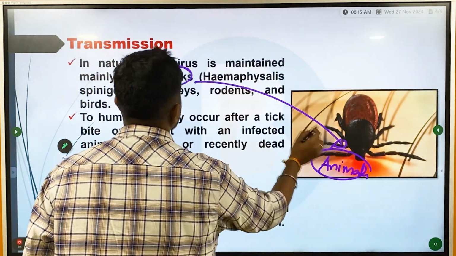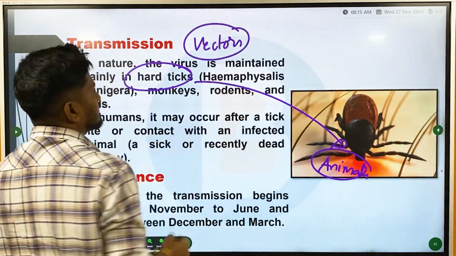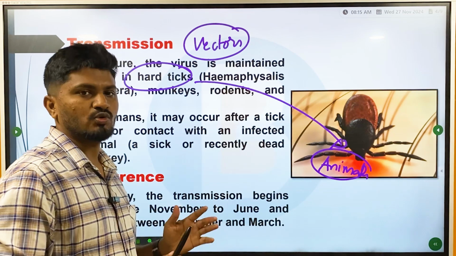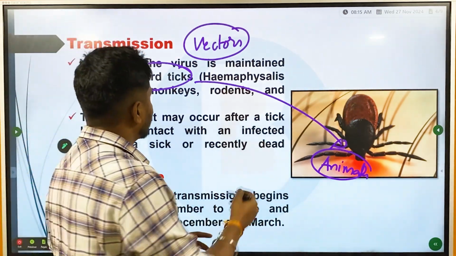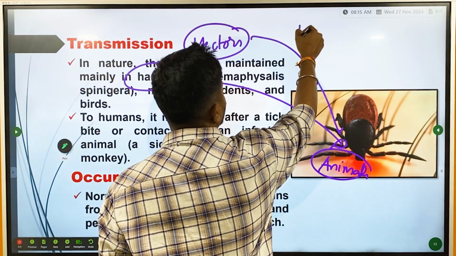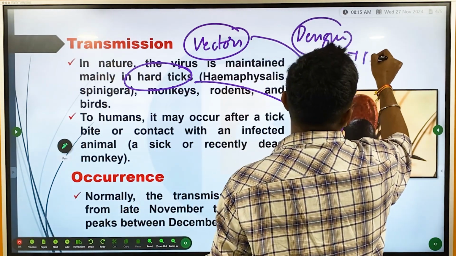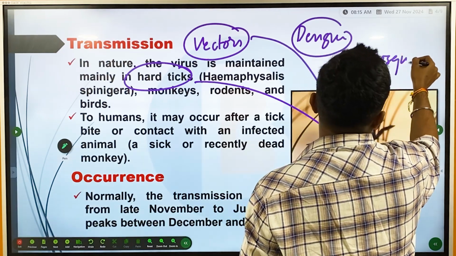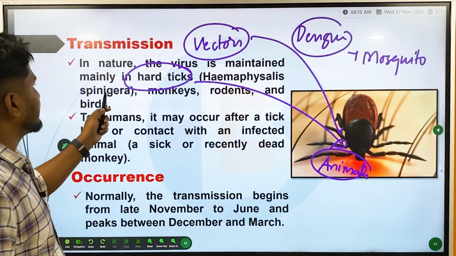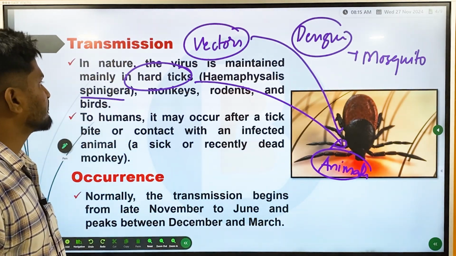Okay. These are called vectors. What are vectors? Vectors are intermediary organisms which act as a host of these particular viruses. In this KFDV, the vector is the hard tick. For example, in dengue or malaria, the vector is the mosquito, which is the Aedes aegypti mosquito. So these are vectors, mainly hard ticks, which is also known as Haemaphysalis spinigera.